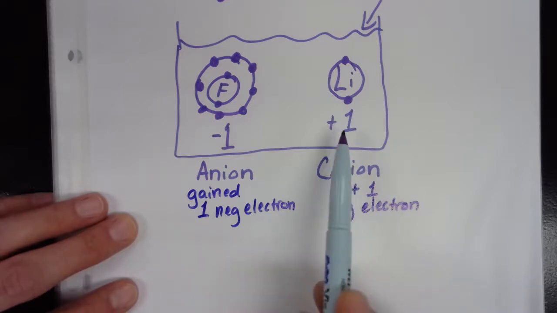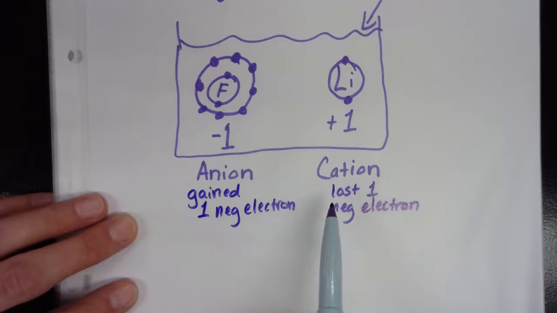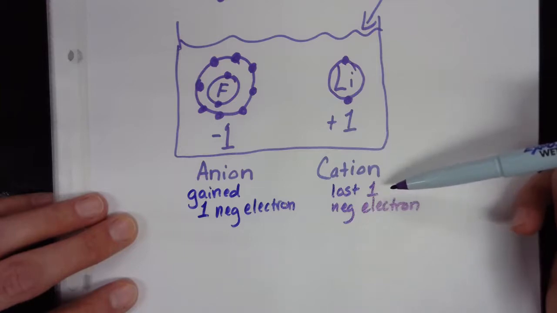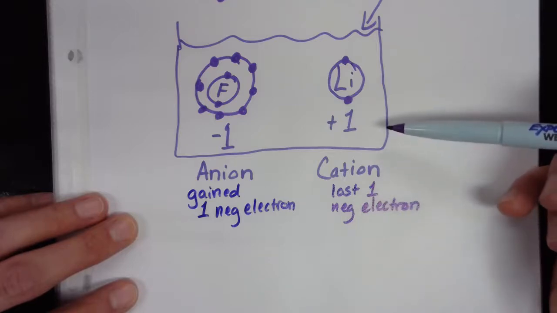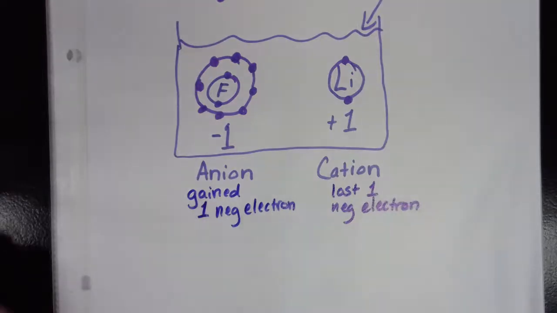Lithium is +1, a cation, because it's lost one negative electron. So if it loses something that's negative, it is more positive. And that's why it's plus. Anions gained something negative, so it is more negative.